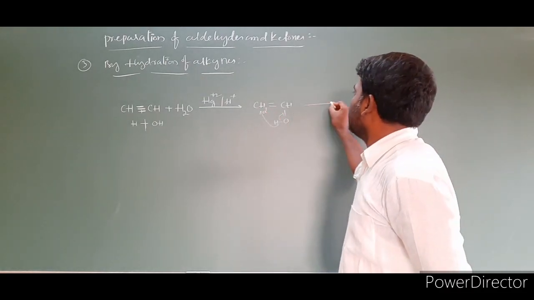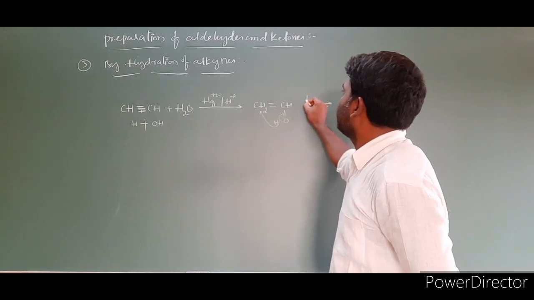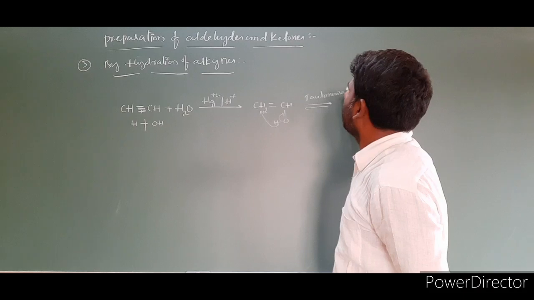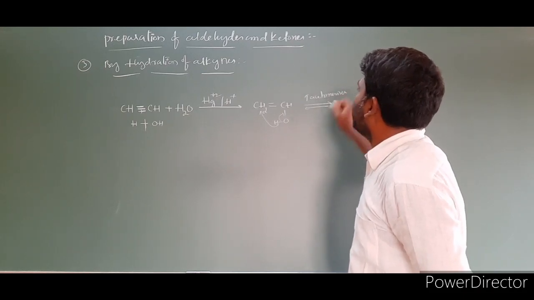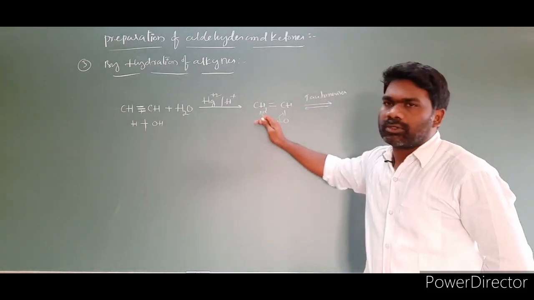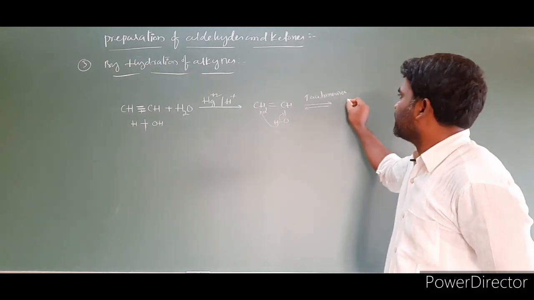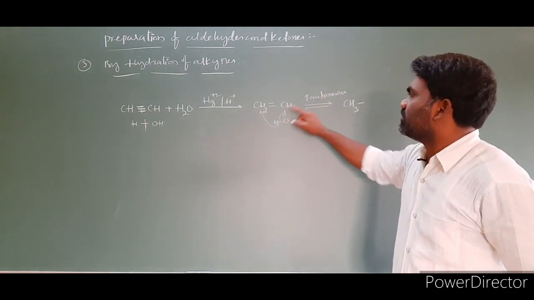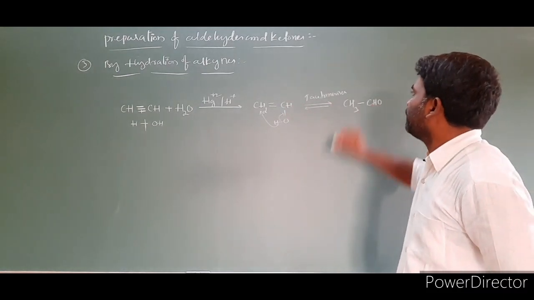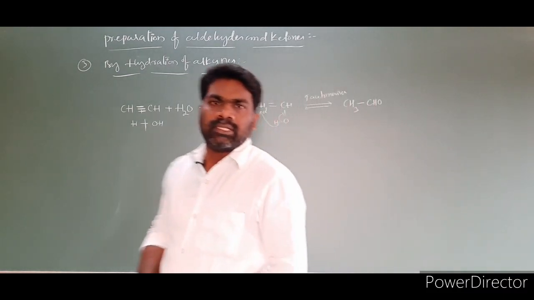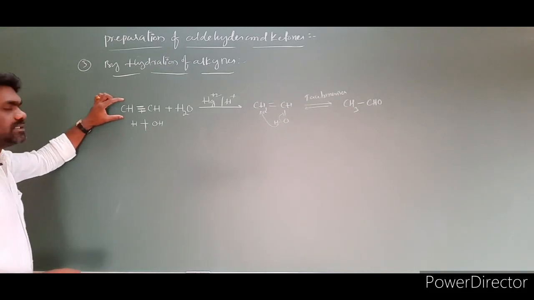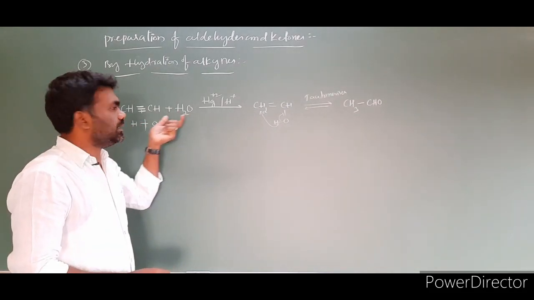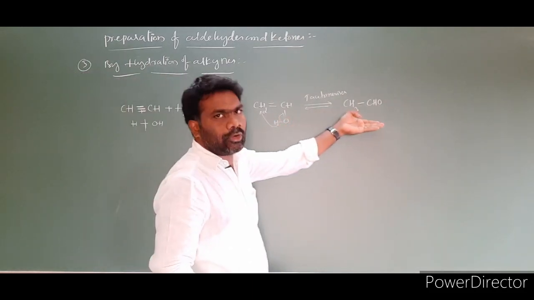Then this is called tautomerization. This molecule undergoes tautomerization. So this hydrogen we are attaching here. So CH2 will become CH3, and this will become CHO. So we got an aldehyde. So acetylene, upon addition of a water molecule, produces an aldehyde.